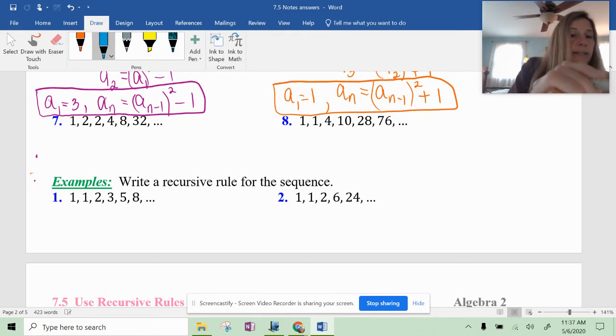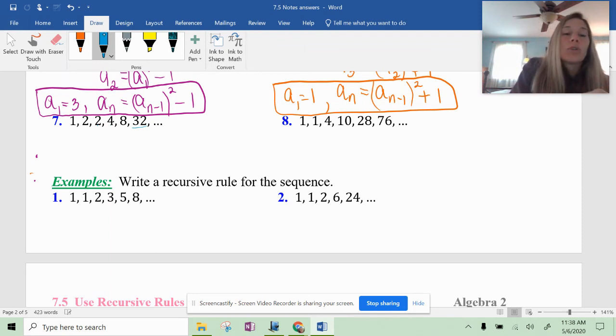Okay, number 7. So this one we got, let's say, 1 plus 1, but plus 1 would not give us a 2, so it's not arithmetic. Multiplying 1 times 2 is 2. 2 times 2 is 4. 4 times 2 is 8, but 8 times 2 is not 32. So it almost looked geometric, but then not towards the end, which ruined that idea. So we're dealing with another neither, which would be recursive, where we have to play around with it.